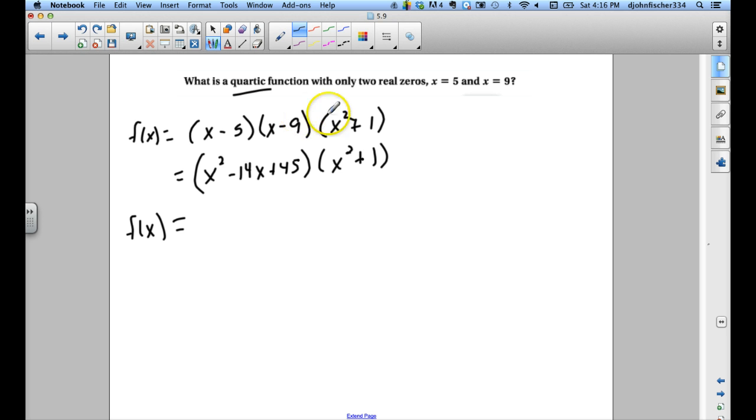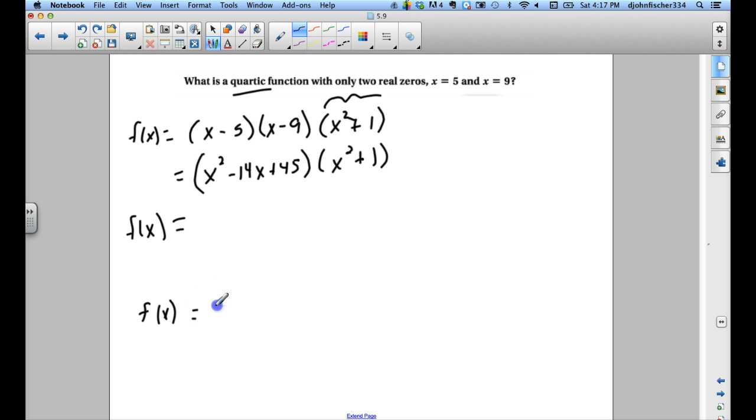Quartic means it has to have 4 roots. Here's 2, 3, and 4 with 2 zeros and something else. Now why I put this in here again is because these are imaginary roots. Like I said, you could do another solution. There are many solutions to this. It doesn't have to be x squared plus 1. It could be x squared plus 2, or anything along that line. It could be a lot of different answers.